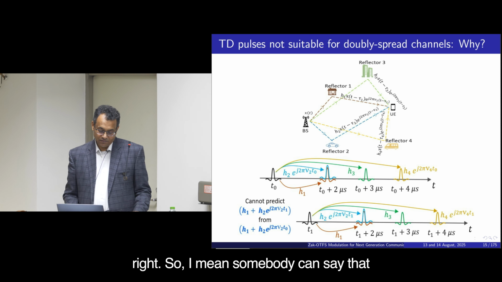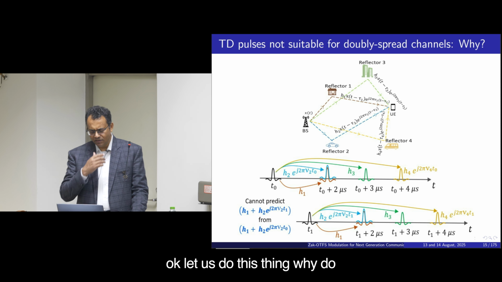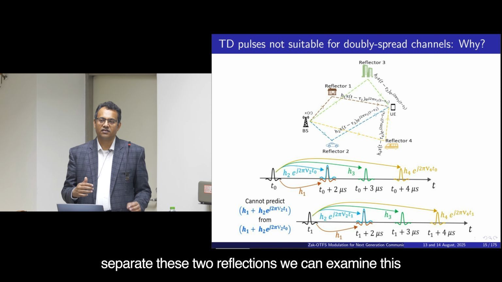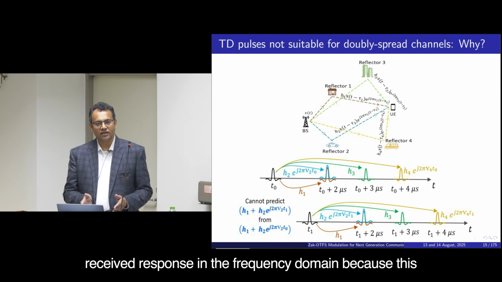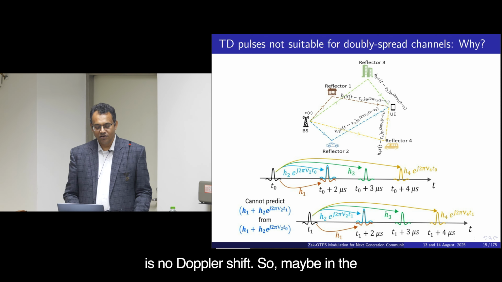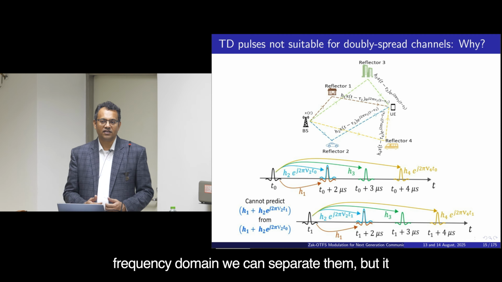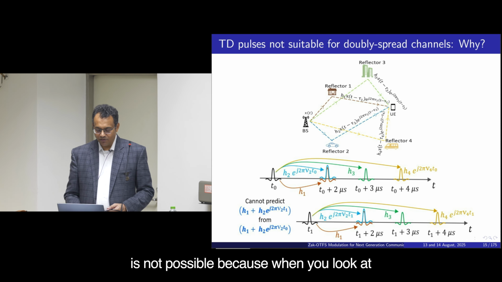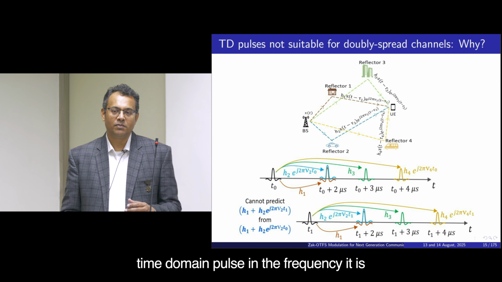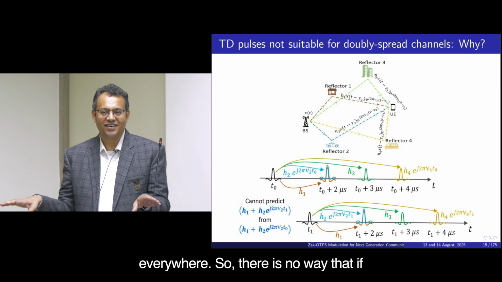So somebody can say, okay, let us do this: if you want to separate these 2 reflections, we can examine this received response in the frequency domain, because this is coming from a Doppler shift, whereas this is no Doppler shift. So maybe in the frequency domain we can separate them, but it is not possible, because when you look at the Fourier transform, because it is a narrow time domain pulse, in frequency it is everywhere.